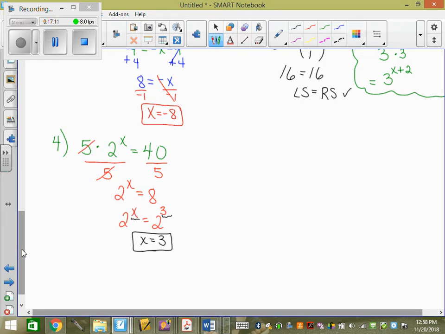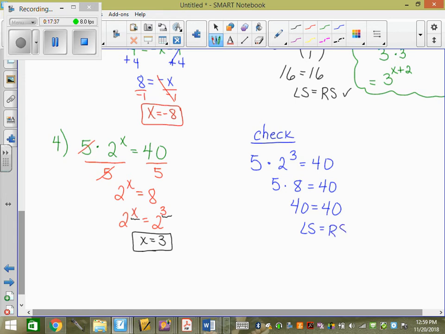That's okay with you? If that's okay with you, I don't care. But you need to rewrite the question. You can't be lazy. Okay? So, we're going to check it. 5 times 2 to the 3 equals 40. 5 times 8 equals 40. 40 equals 40. Left side equals right side.